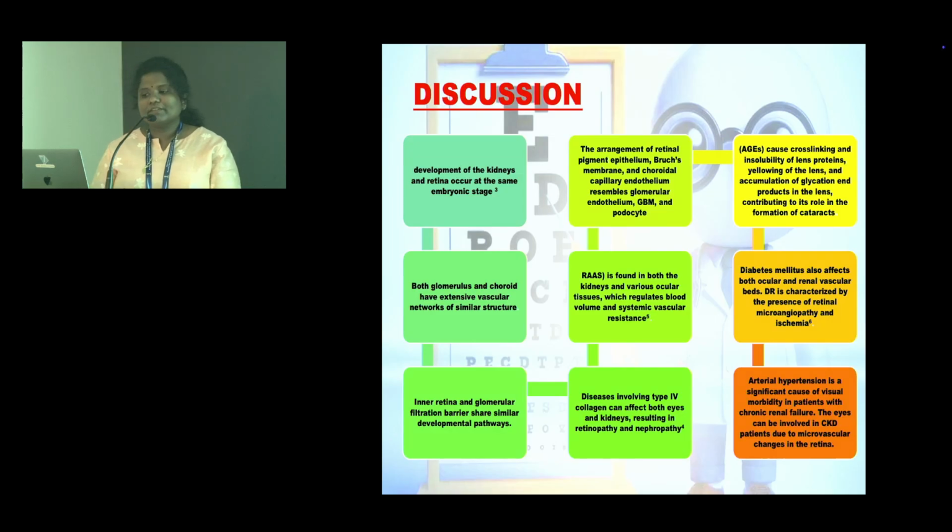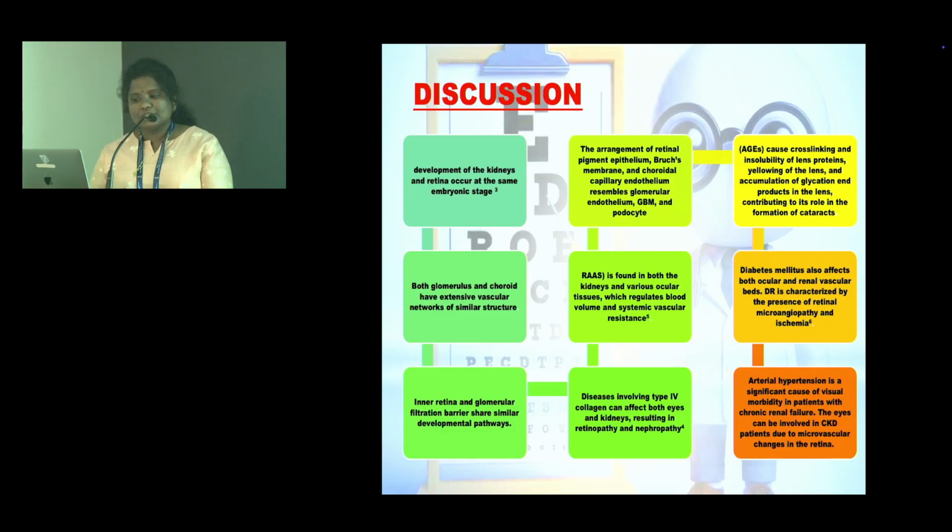So, discussion. The development of the kidney and retina occur at the same embryonic stage. Both the glomerulus and choroid have an extensive vascular network of similar structure. The inner retina and glomerular filtration barrier share similar developmental pathways. The arrangement of retinal pigment epithelium, Bruch membrane, and choroidal capillary endothelium resembles glomerular endothelium, glomerular basement membrane, and podocytes.